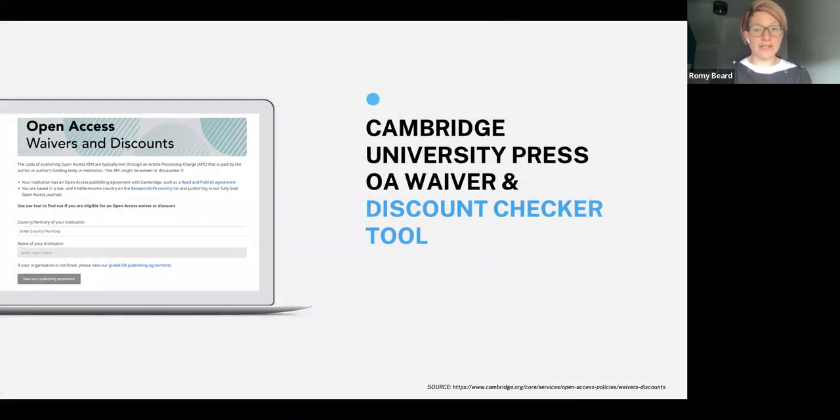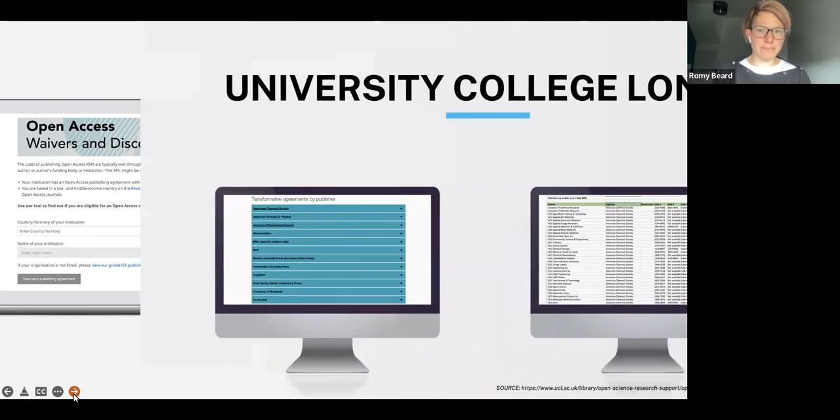Another example is Cambridge University Press. They have an open access waiver and discount checker tool. I think that's what they call it, where you can select your country first and then your institution and find information about publishing agreements, and I believe also title lists. So that's also worth looking at.